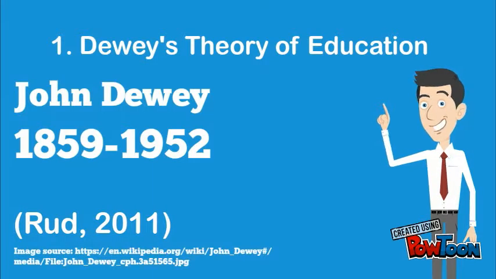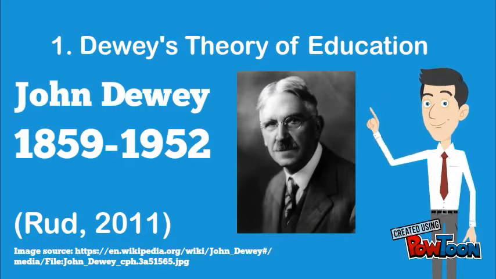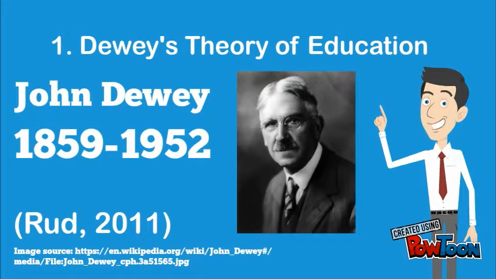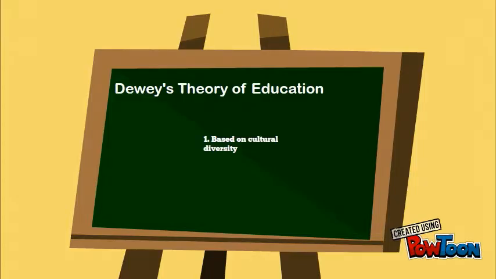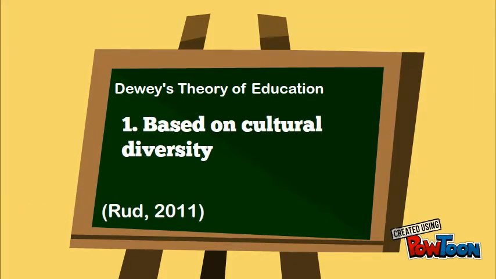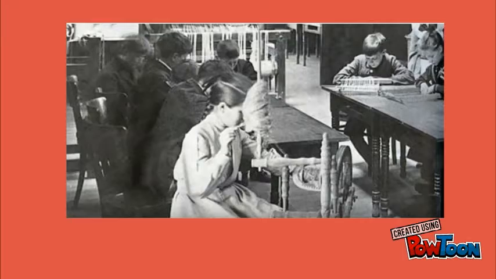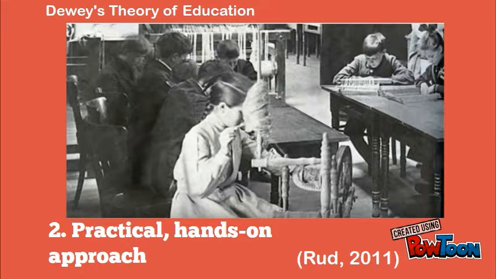Dewey lived in an exciting period of American history, spanning the years from the Civil War through World War II. He was well-traveled and interacted with diverse groups of people throughout his life. So, of course, Dewey thought students learned best when they were part of a diverse community. He thought that academic and vocational education were really two sides of the same coin. Dewey thought that students should learn by doing.